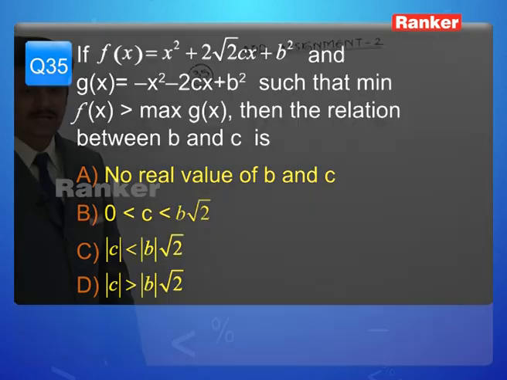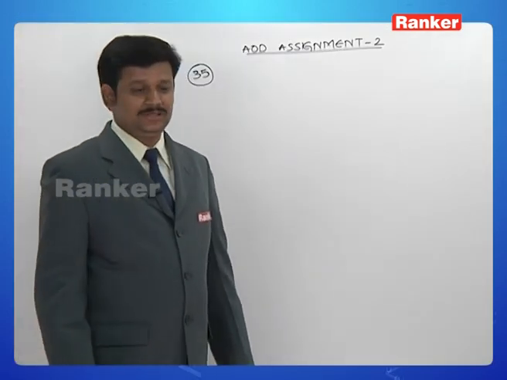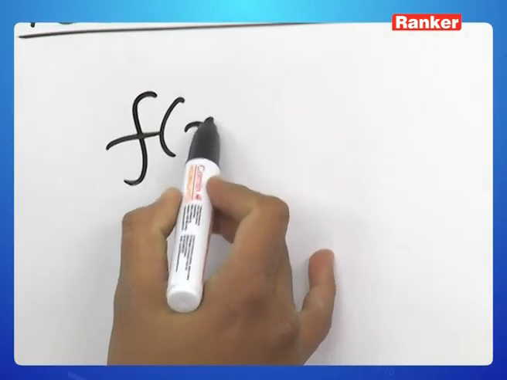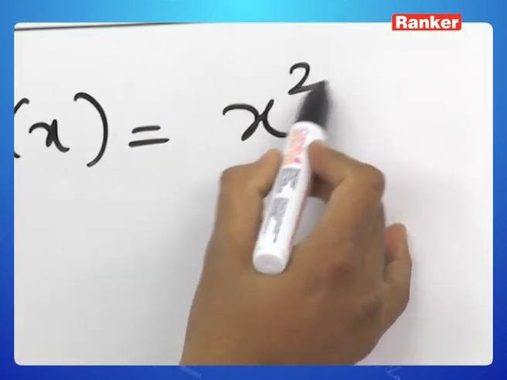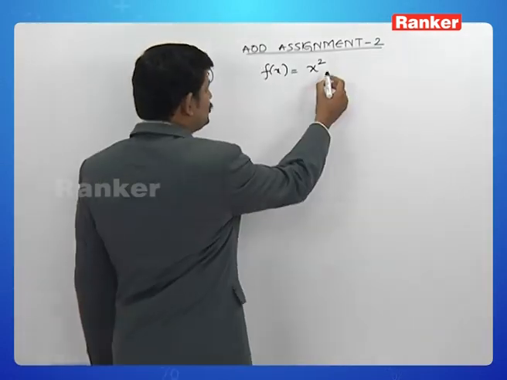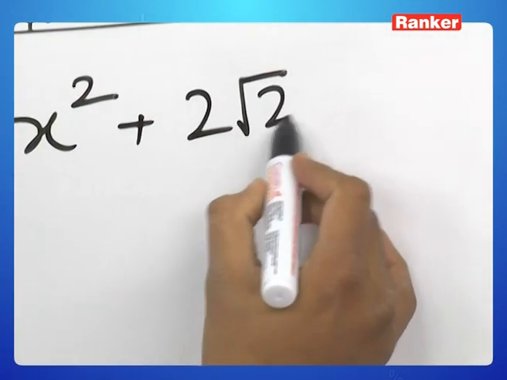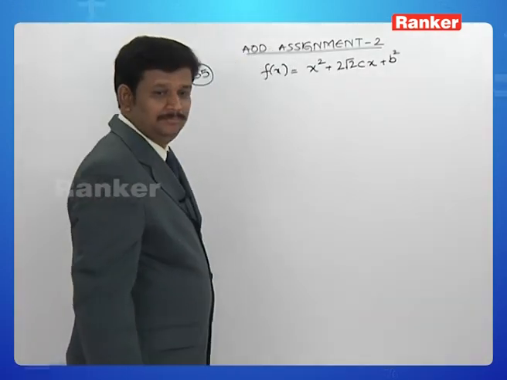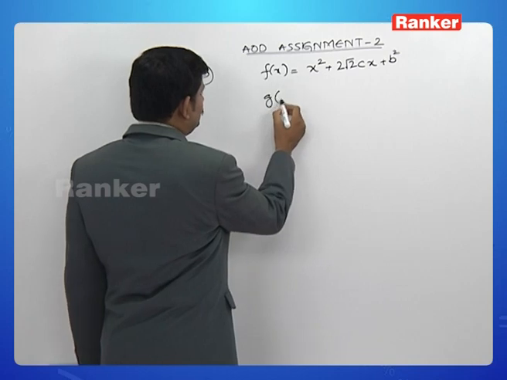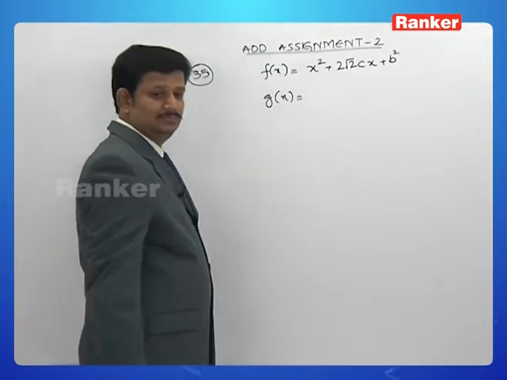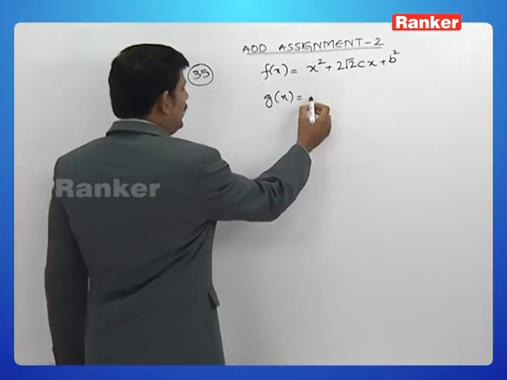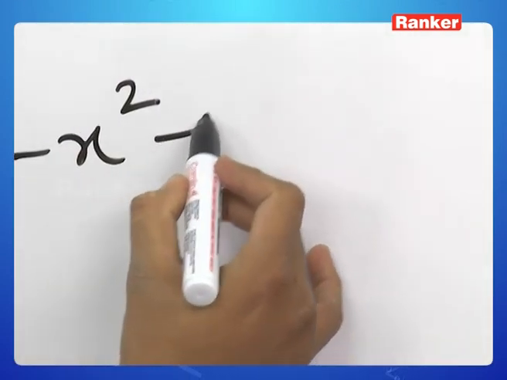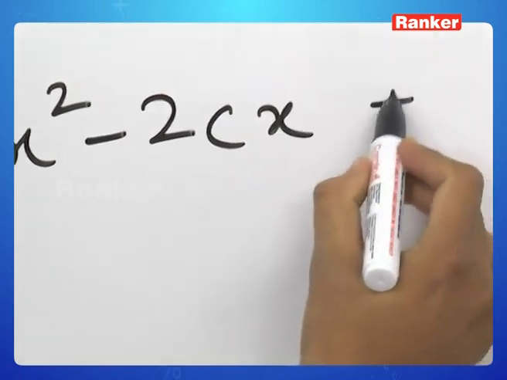It is given that f of x and g of x are two quadratics. f of x is equal to x square plus 2 root 2 cx plus b square, and g of x is equal to, this is also a quadratic, minus x square minus 2 cx plus b square.